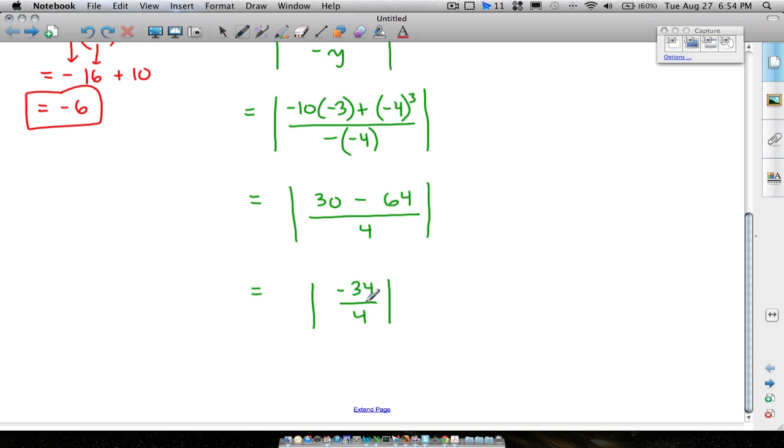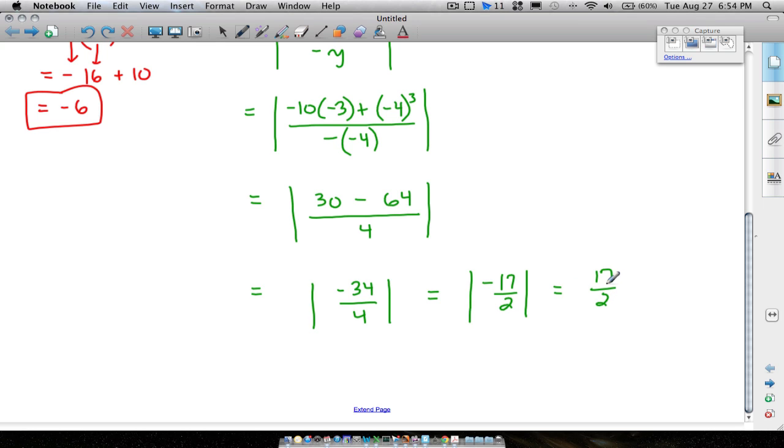And you can go ahead and simplify this, or you can go ahead and take the absolute value. I'm going to simplify first. We can divide both of these by 2. So we're looking at negative 17 over 2, and we're still taking the absolute value. Now you can make this answer positive. So the absolute value of negative 17 halves is positive 17 halves.